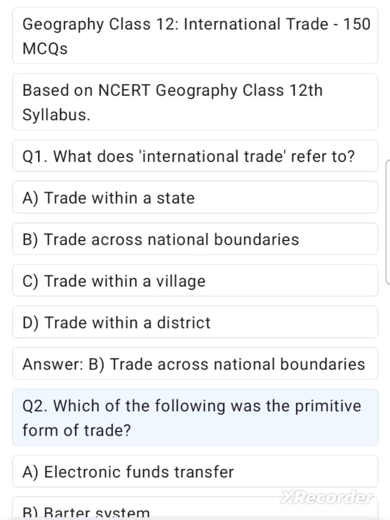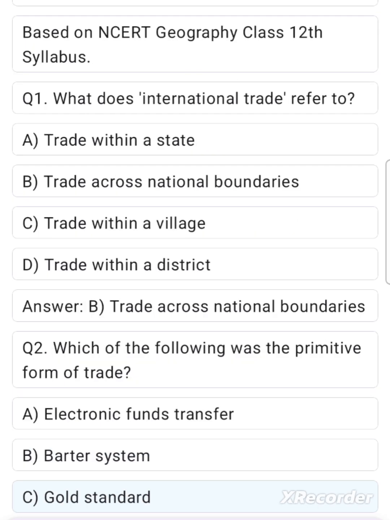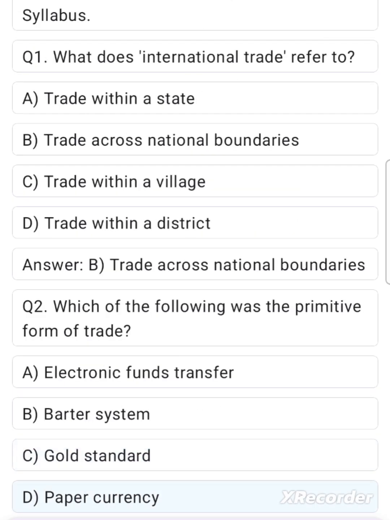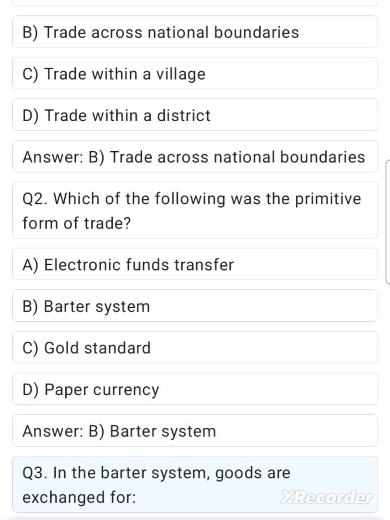Q2. Which of the following was the primitive form of trade? A. Electronic funds transfer. B. Barter system. C. Gold standard. D. Paper currency. Answer. B. Barter system.